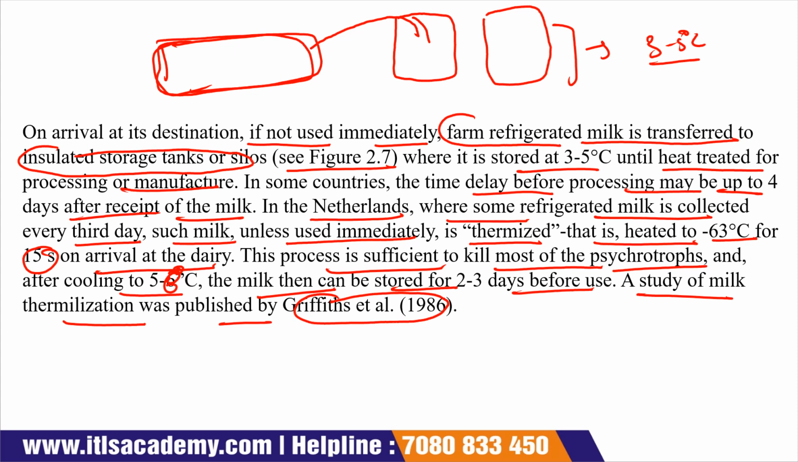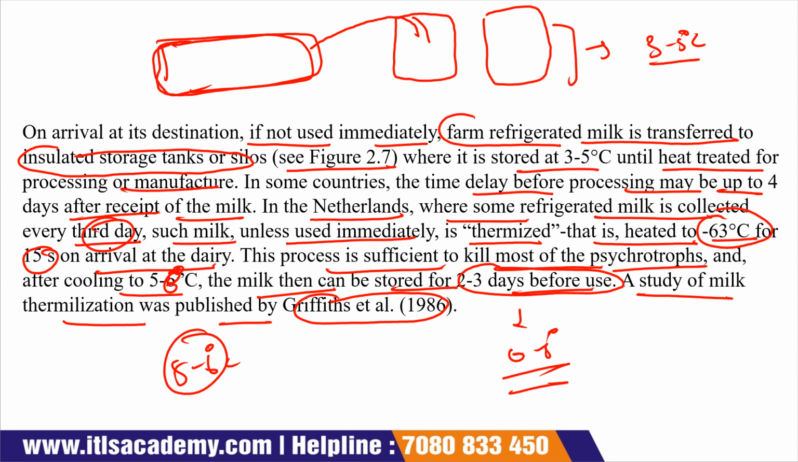If we talk about the Netherlands, refrigerated milk is collected every third day. In that case, if the milk is not used immediately, it is thermized, that is heated to 63 degrees Celsius for 15 seconds on arrival at the dairy industry. This temperature is sufficient for killing most of the psychrotrophs, and after heating it is cooled to 5 to 6 degrees Celsius and stored for 2 to 3 days before use. But the temperature range should be 0 to 5 degrees Celsius during the storage time.